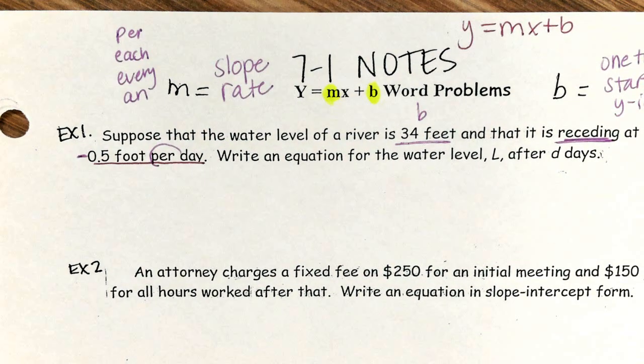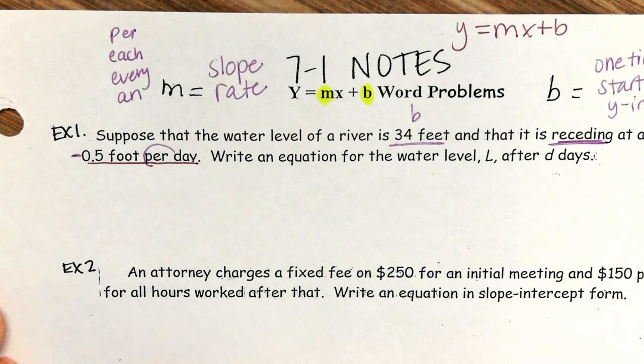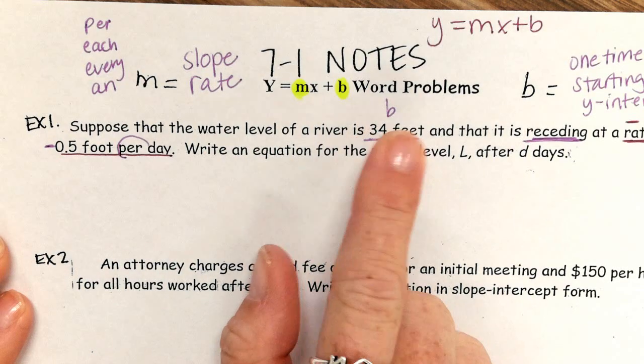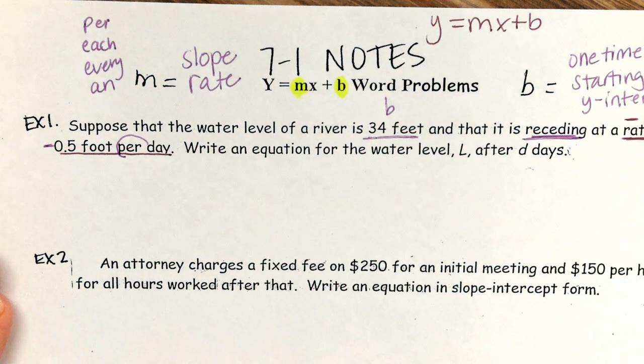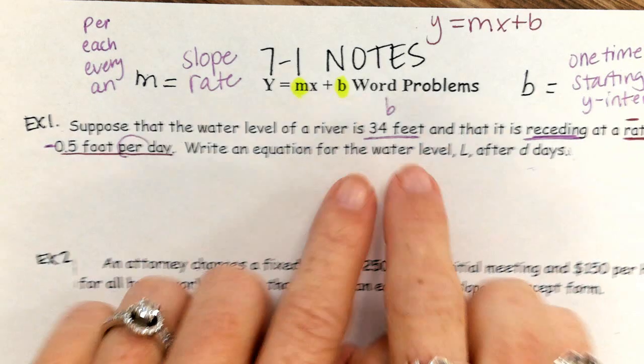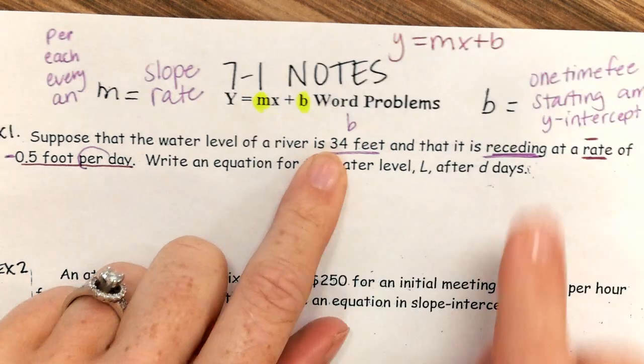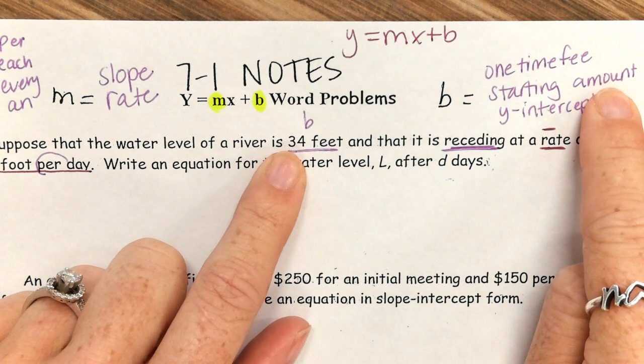Okay, let's go over what we just did, because some of y'all's faces are saying that you're confused. It says you have water in a river. It's 34 feet. Is that a positive or negative number? Because that's what it is. It is the starting amount. So is it the M or the B? The B, because B is the starting amount.